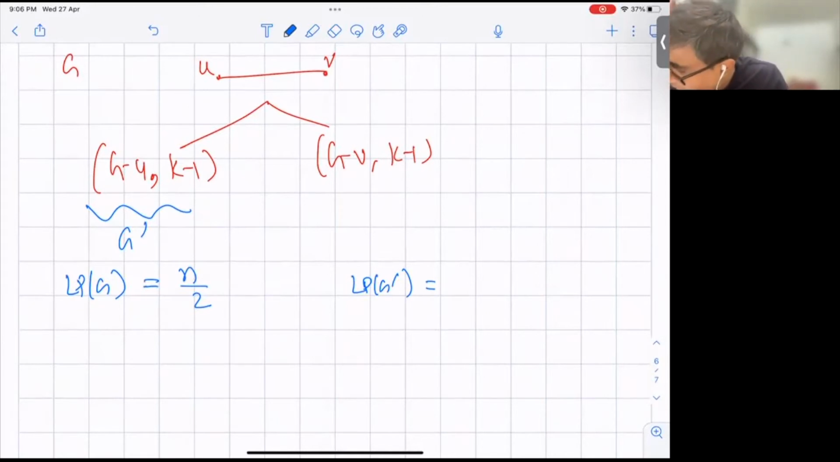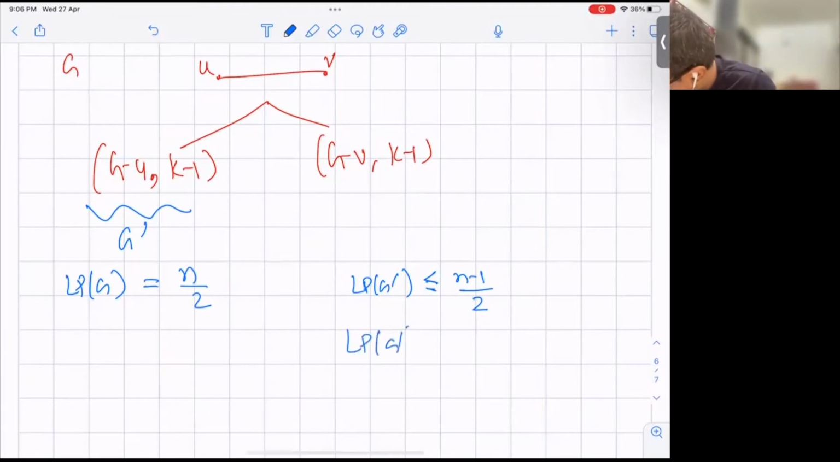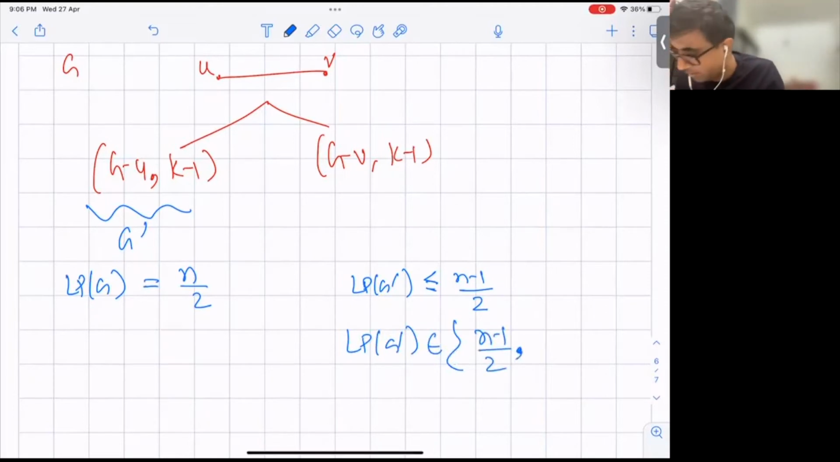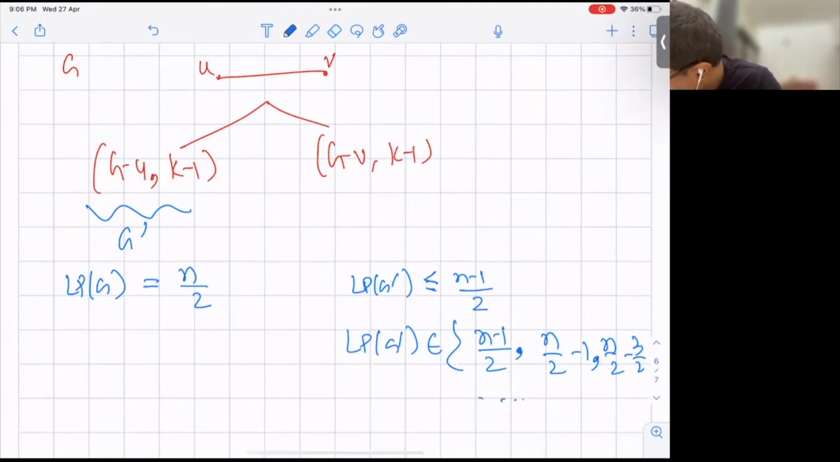So LP of G prime is going to be less than or equal to n minus 1 by 2. Is that okay? But we know that LP solutions are integral. So what are the potential values? I know that LP of G prime is an element of n minus 1 by 2, n by 2 minus 1, n by 2 minus 3 by 2, and so on. Is that okay? Because it is a half integral solution, it's a multiple of half.